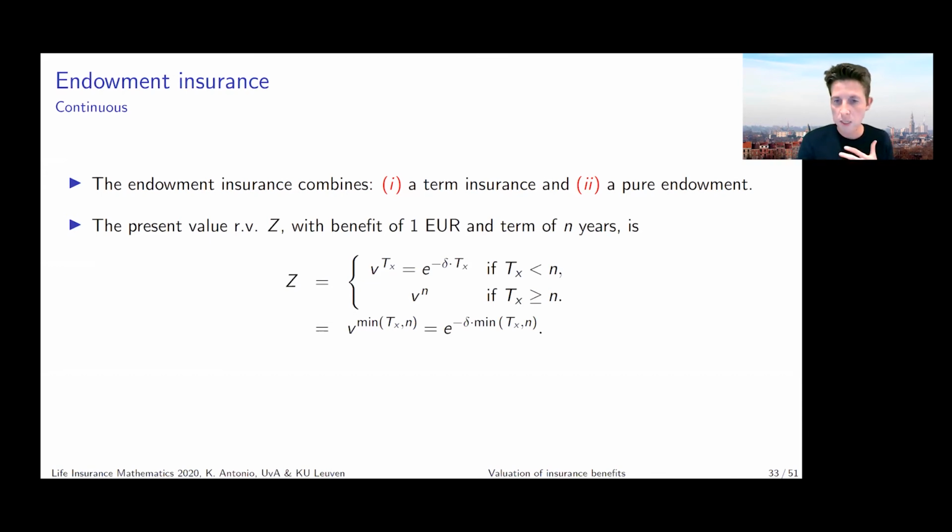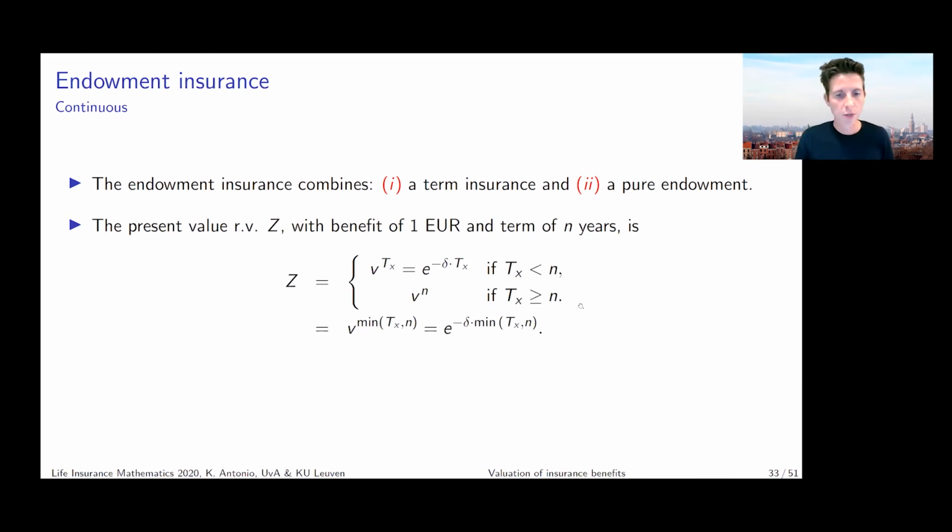So you can see this with a combined notation as v to the power the minimum of Tx and n. As soon as Tx goes beyond n, then this minimum will just take the value n, and the z will take the value v to the power n. If Tx stays below n, then this minimum will take the value of Tx, and you're working with v to the power Tx, okay?